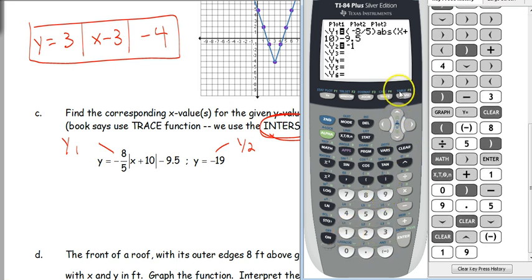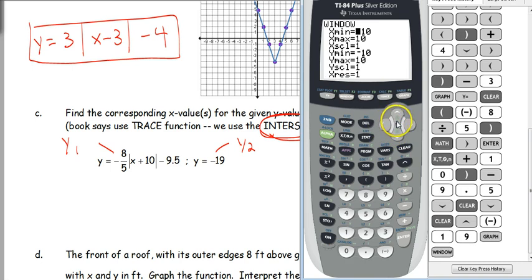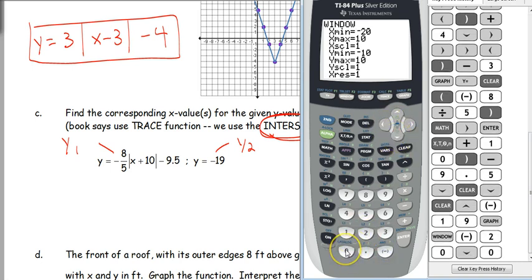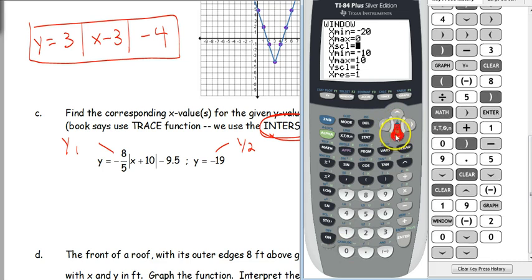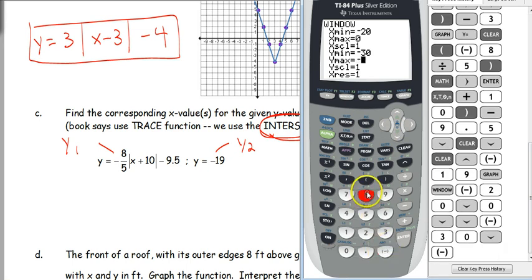If I just graph this right now, just to look at it, we don't really see anything. Because remember, this is shifted 10 right and 9.5 down. So the graph's over here. You have to change your window to see it. I want my x min to be negative 20, and I want it to go to 0. I want my y min to be, I don't know, negative 30, and my y max, since it went down negative 9.5, I'm going to say negative 8.